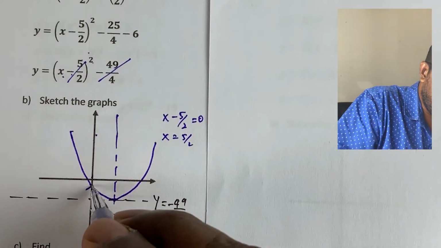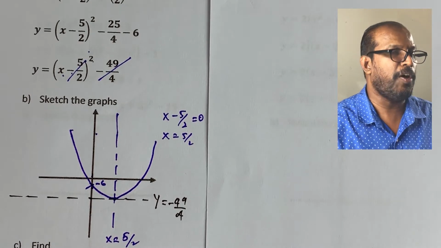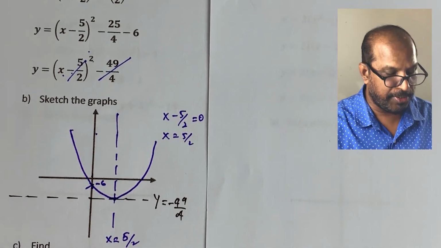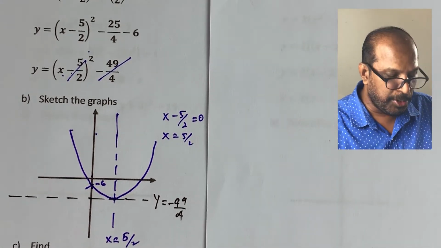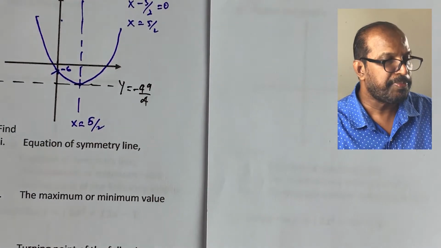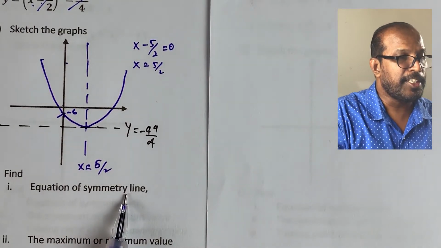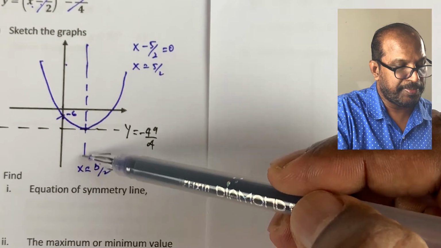And this value is negative 6. So now you draw the graph of the quadratic equation which is given to you. Now I'm going to do the application. The first application based on the graph is to find the equation of the symmetry line. The equation of the symmetry line is this line.